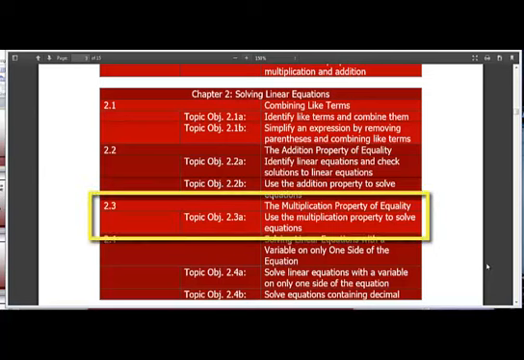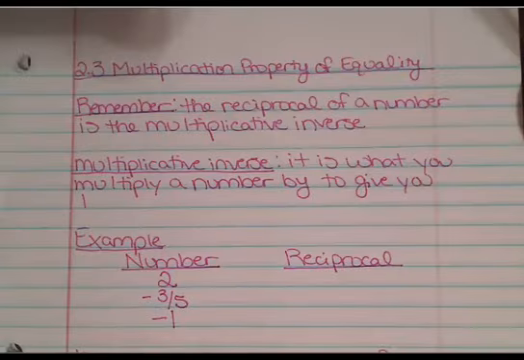Today we will be in Chapter 2, Section 3, the multiplication property of equality. Our topic objective for this section is to use the multiplication property to solve equations. Chapter 2, Section 3, multiplication property of equality.